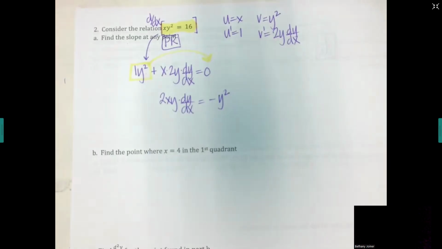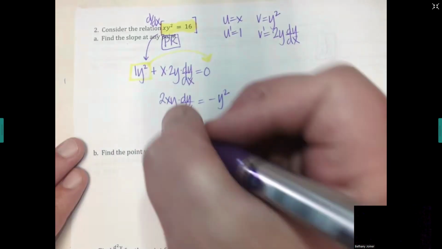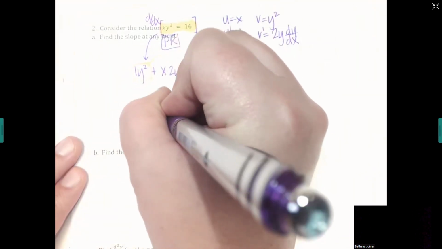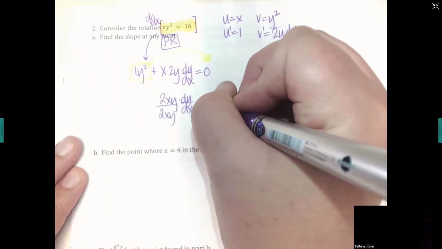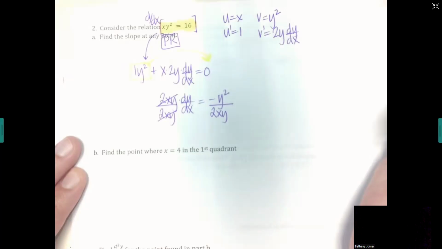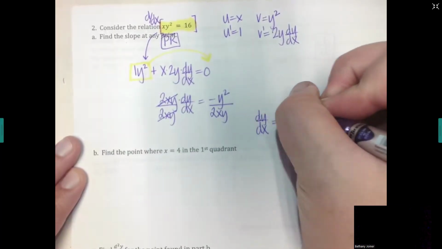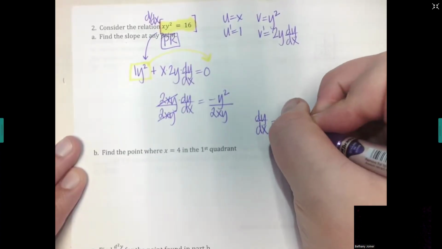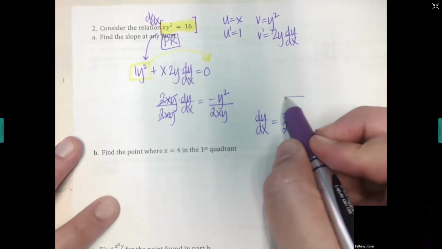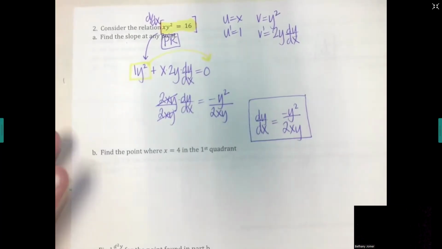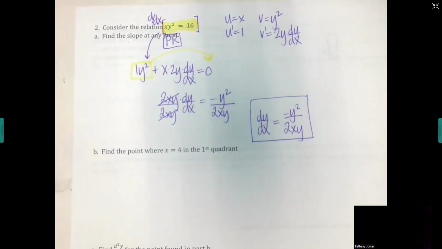Okay, from there, we want our dy/dx by itself. So we're going to divide the 2xy across. Okay, which means that my dy/dx equation is negative y squared over 2xy. Okay? Now remember, that equation will tell you the slope at whatever point that you want. Yes, Alberto?